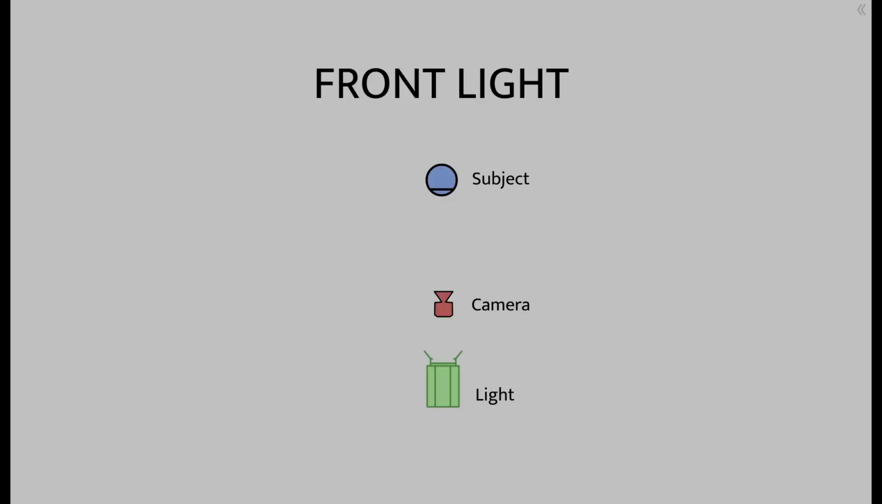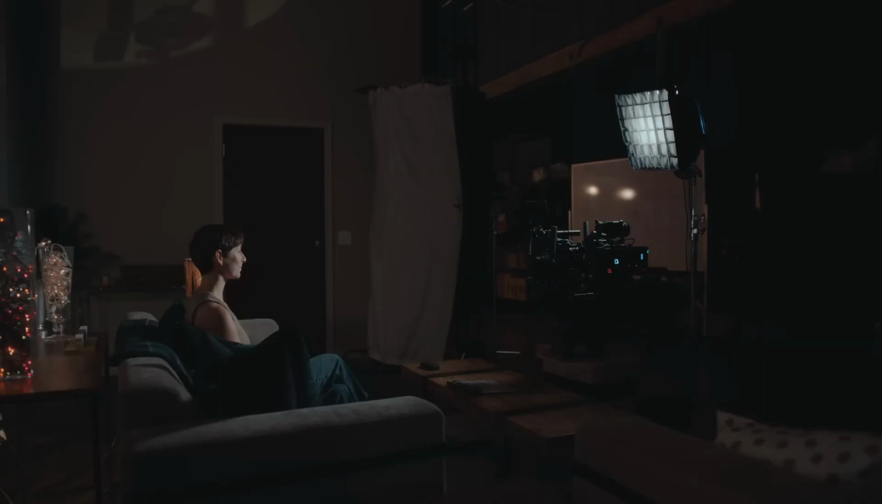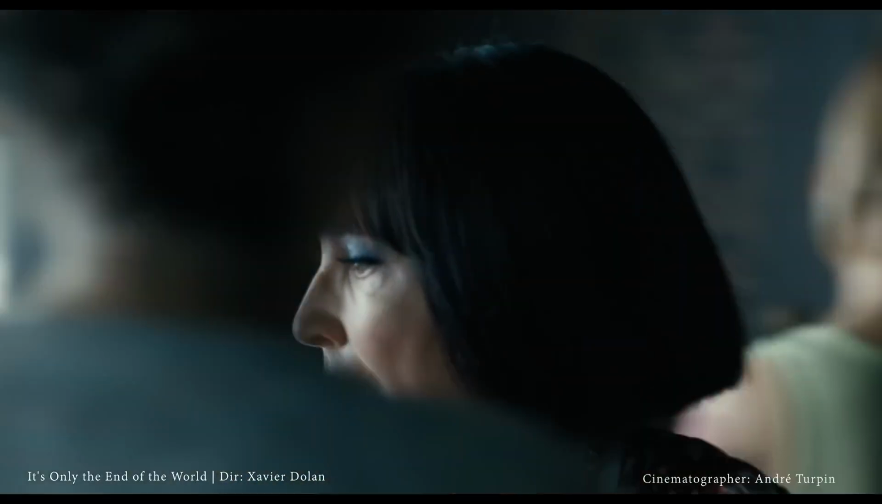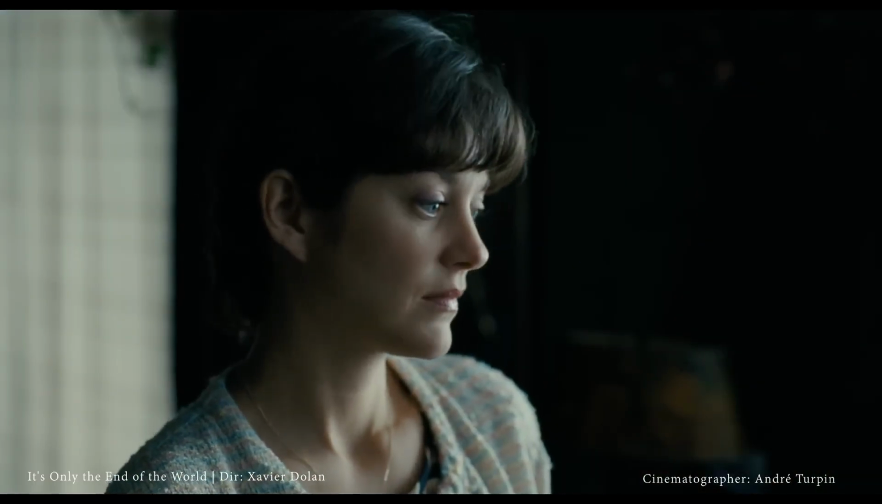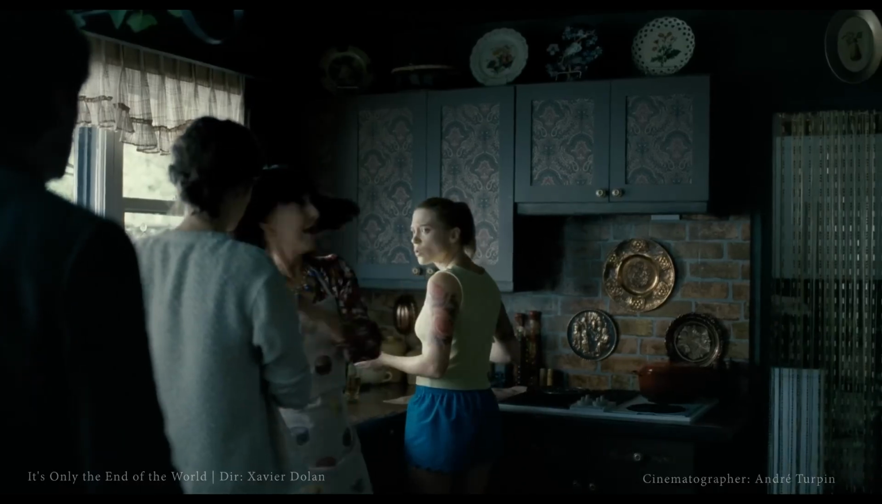So let's begin with the front light. Front lighting is achieved by placing the light on axis with the camera. It can be done with the unit placed behind the camera or in front of it and above the frame. Rarely do we see this lighting direction because it can easily make your image look flat or two-dimensional. As cinematographers, we're trying to reproduce a 3-dimensional world on a 2-dimensional medium.